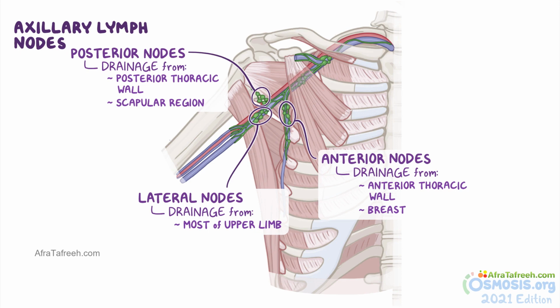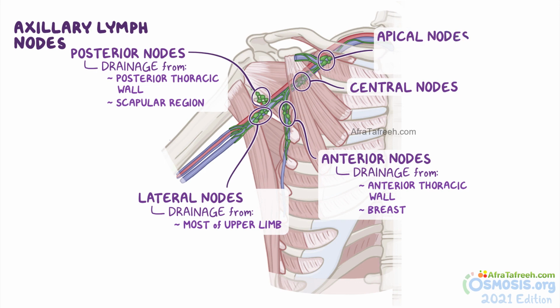The lymph from the anterior, posterior, and lateral nodes passes through efferent lymphatic vessels towards the central nodes. These central nodes are located deep to the pectoralis minor muscle near the base of the axilla. Lymph from the central nodes then passes to the apical nodes, which also receive lymph from the lymphatic vessels accompanying the cephalic vein.